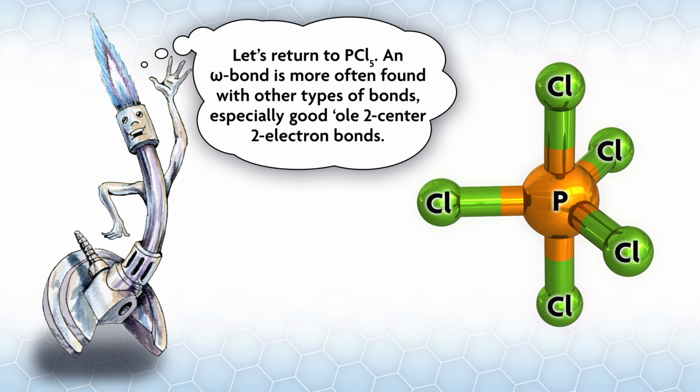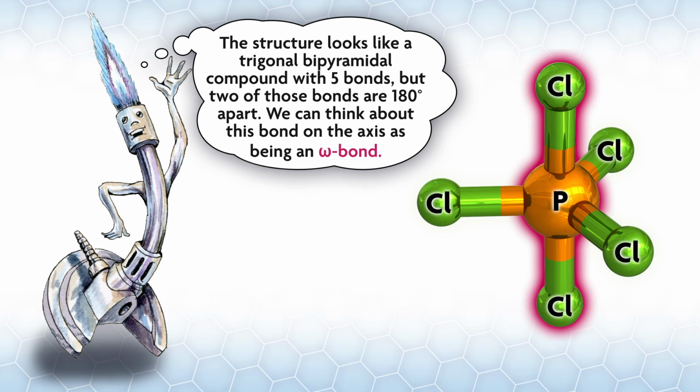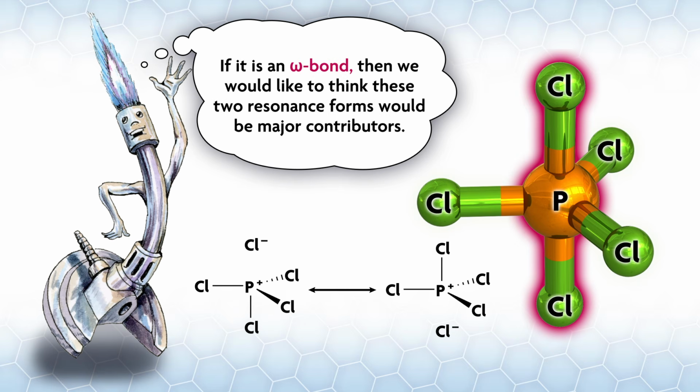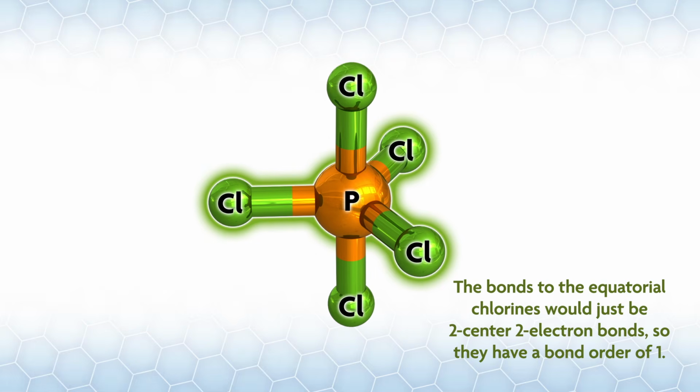Let's return to PCl5. An omega bond is more often found with other types of bonds, especially good old 2-center 2-electron bonds. The structure looks like a trigonal bipyramidal compound with 5 bonds, and 2 of those bonds are 180 degrees apart. We can think about this bond on the axis as being an omega bond. If it's an omega bond, then we would like to think these 2 resonance forms would be the major contributors.